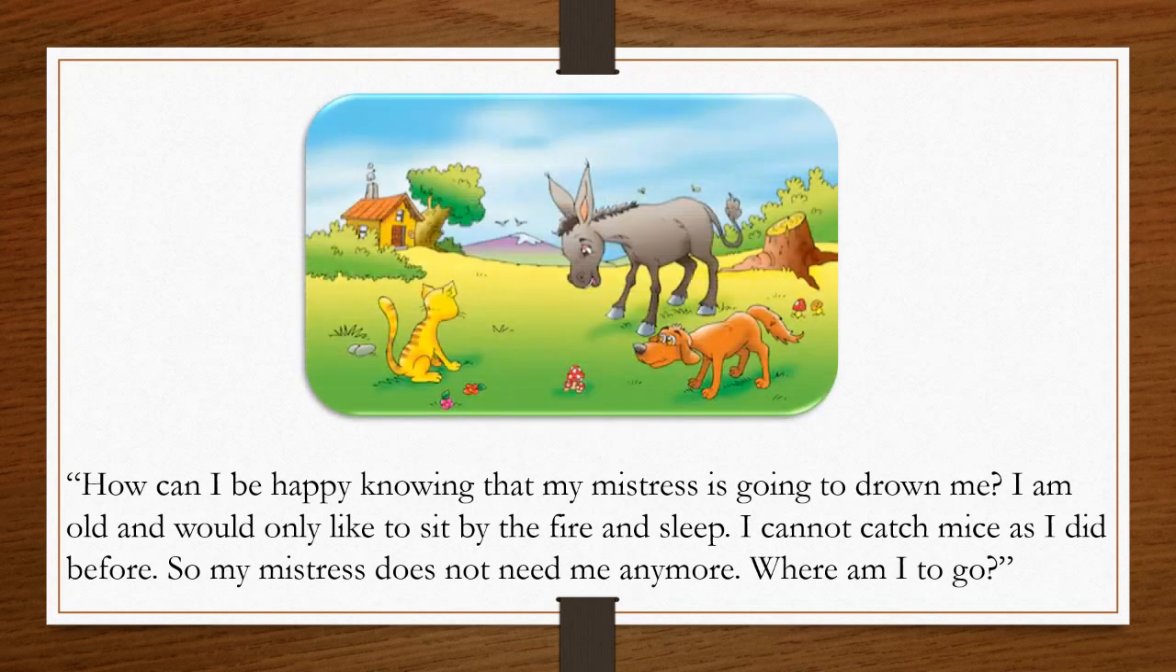Now students, the cat told that her mistress is going to kill her. Knowing that, how will the cat be happy? The cat is also old like the dog and donkey. She would only like to sit next to the fire and sleep. She cannot catch mice as she was catching them before. So her mistress doesn't need her. Further, the cat said, where would she go now?